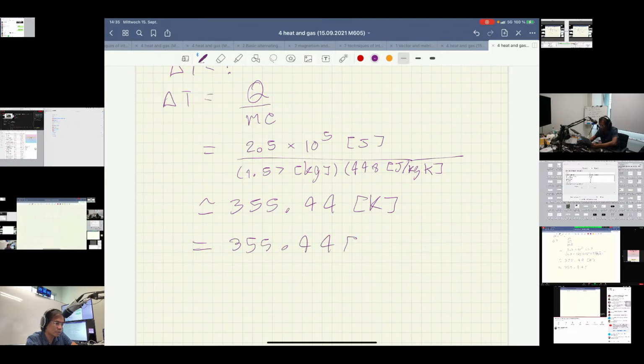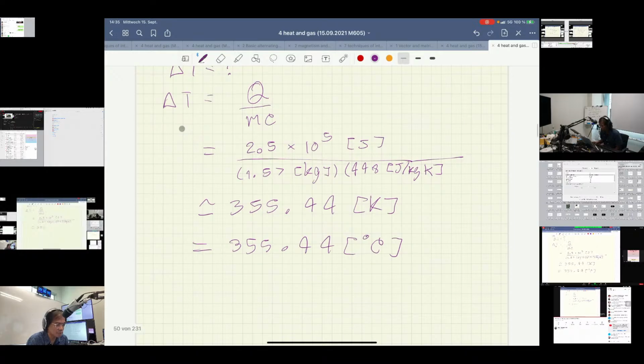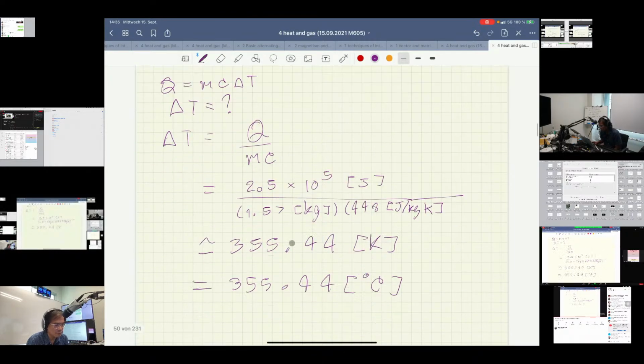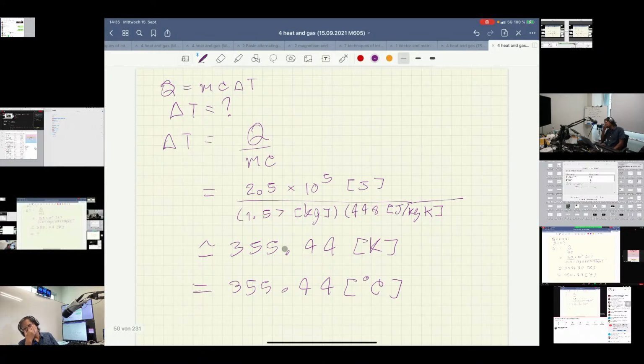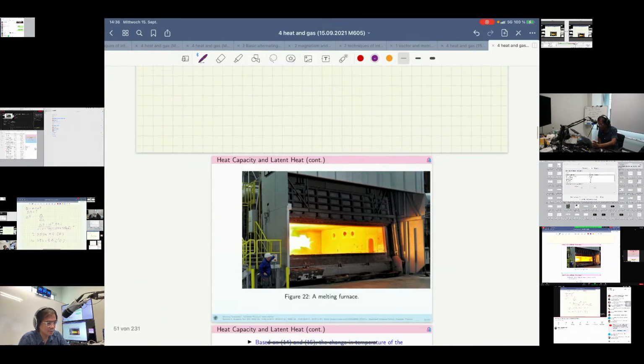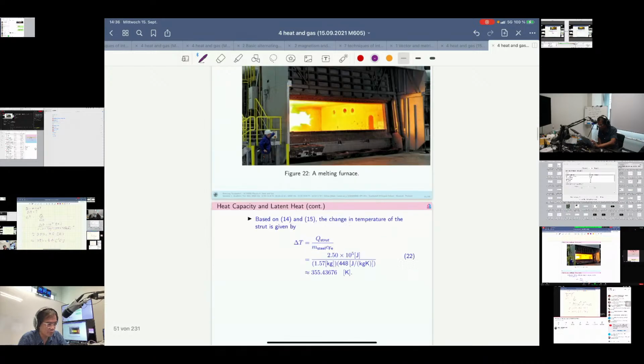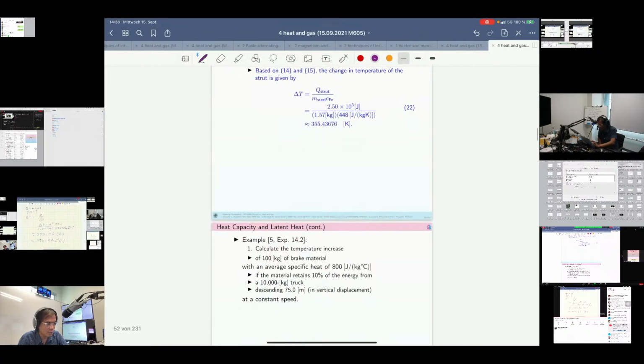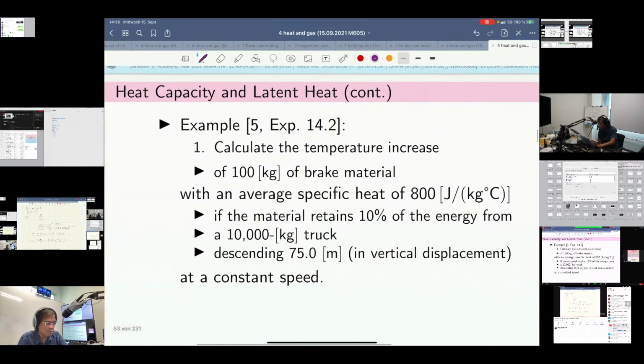Or you can say it's equal to 355.44 degrees Celsius. Please note that it's the difference of the temperature, or temperature change, so we don't have to convert by using 273.15. We don't have to add it because this is the difference of a quantity, so it doesn't matter which scale. Okay, we go to the next problem. This is the melting furnace, right? And the same value, 355.44. Okay, we arrive at this problem.